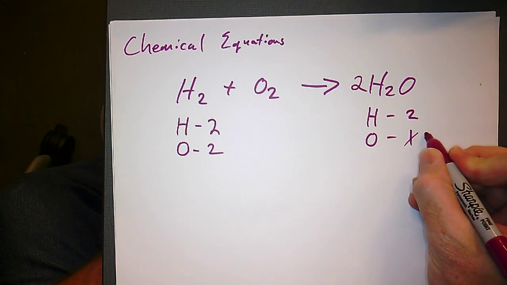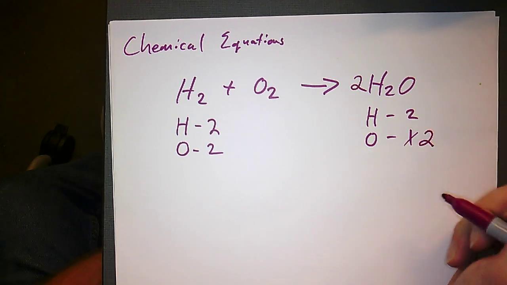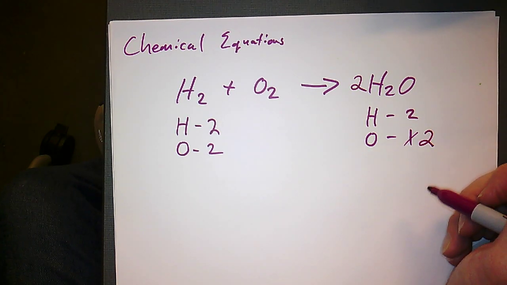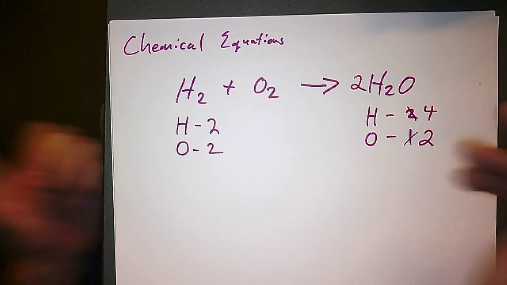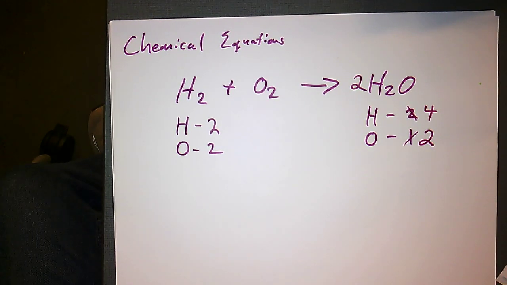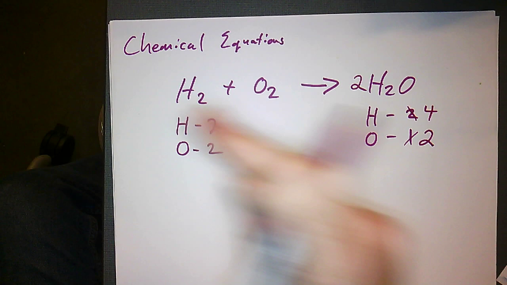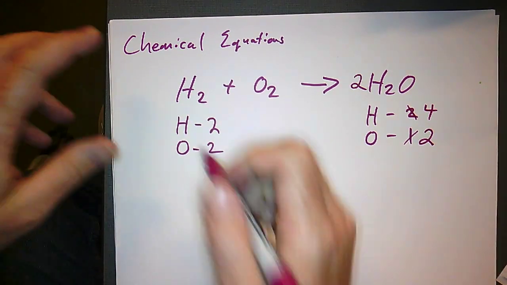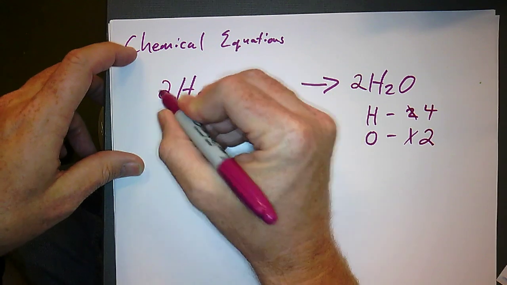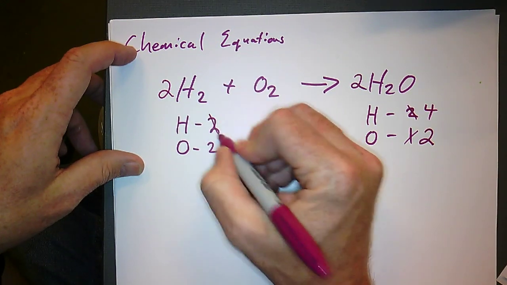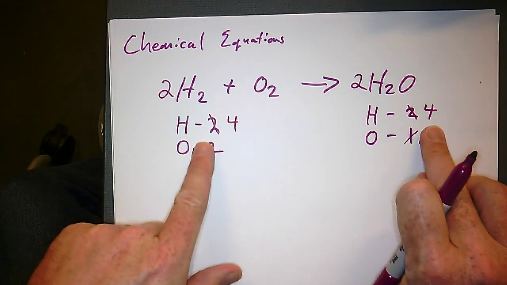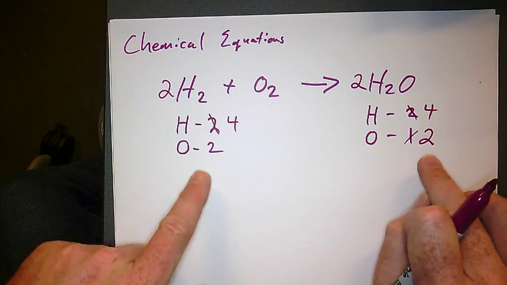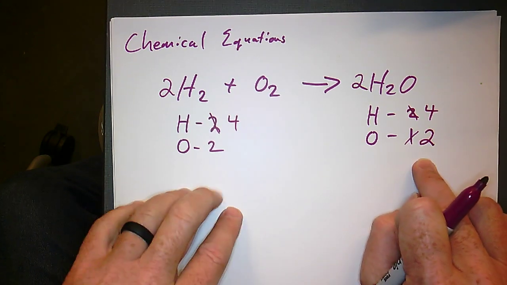All right, so that's gonna change my oxygen to 2, but what's it change my hydrogen to? 4. Now my hydrogens aren't equal anymore, are they? Okay, so I gotta go back over here. What do I need to put in front of this hydrogen? A 2 again, right? 2 times 2 is 4. All right, now my hydrogens are equal, my oxygens are equal, okay?